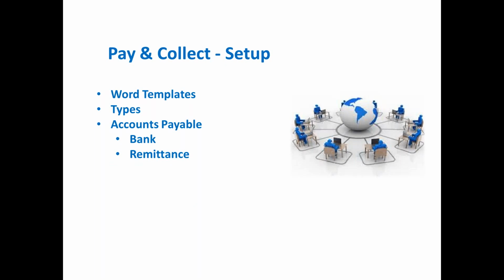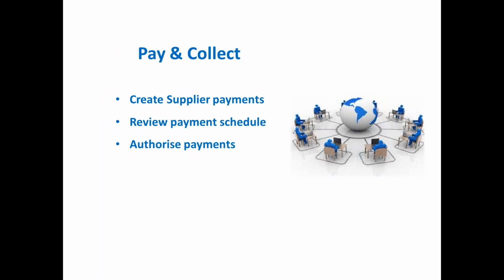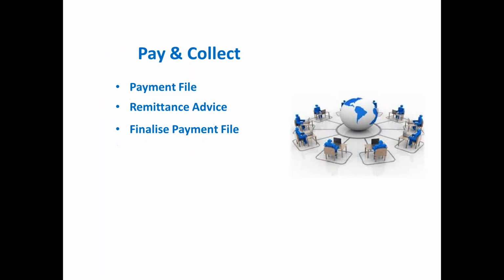Once we've set up our types, we need to go in and configure our accounts payable. We'll be looking at the different tabs, so our bank area and our remittance tab as well. And then we're going to go into the functionality of how do I run my Pay and Collect? How do I create my supplier payments? How can I look at a schedule and run through how do I authorize this Pay and Collect run? We're going to look at how we create the payment file, how we send the remittances out, and how we finalize our payment run as well.